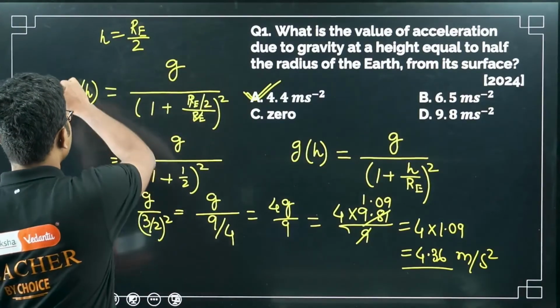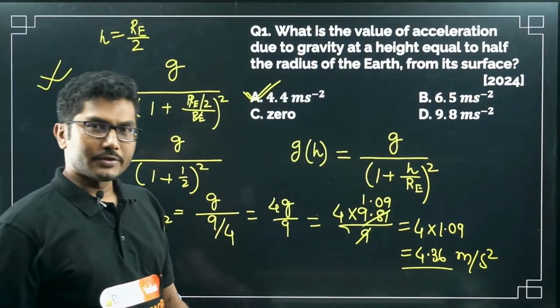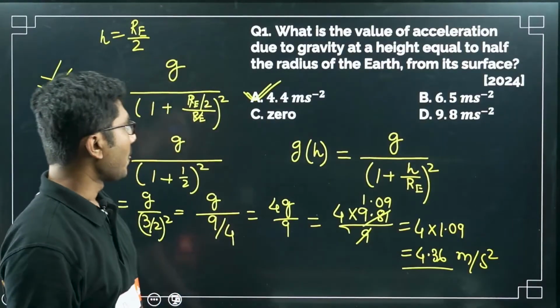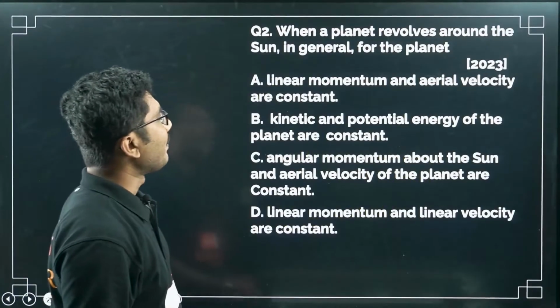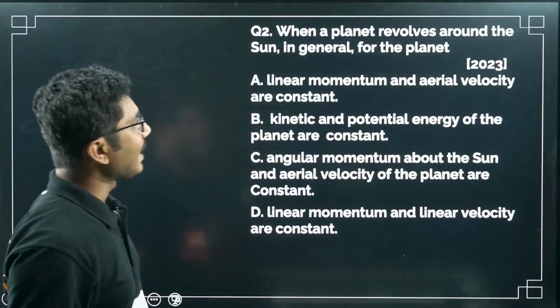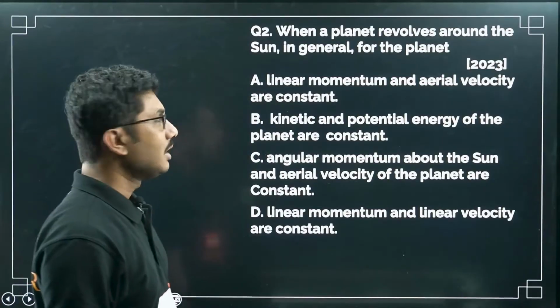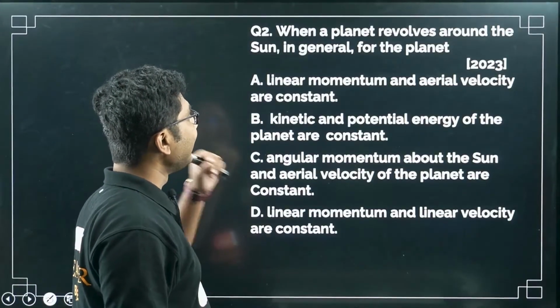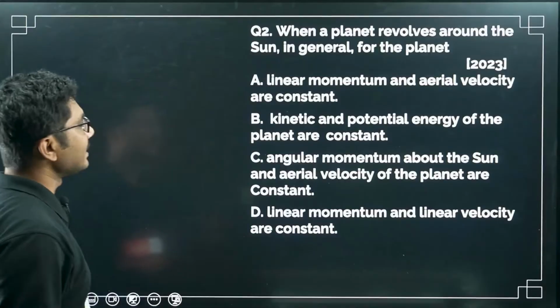Okay, so you have to use this formula. Remember that you have to use this formula to solve this question. Now next question. When a planet revolves around the sun, in general for the planet, so this question is based on a simple concept, linear momentum and areal velocity are constant.